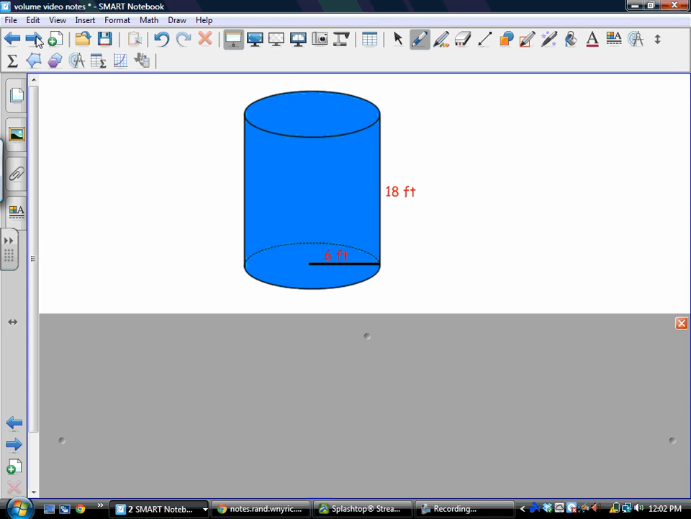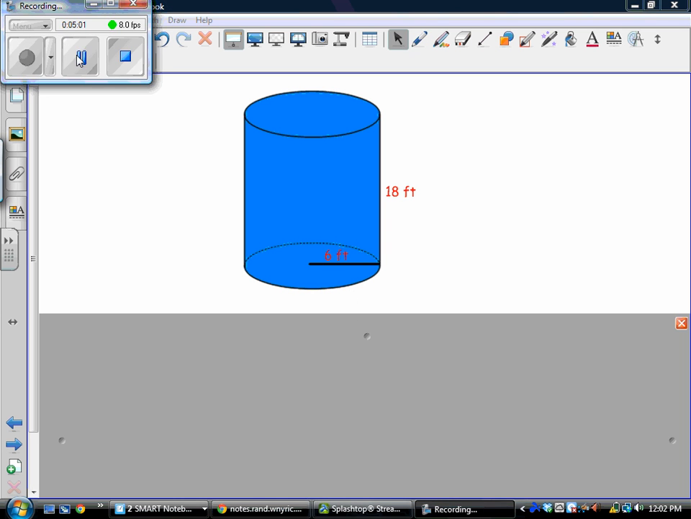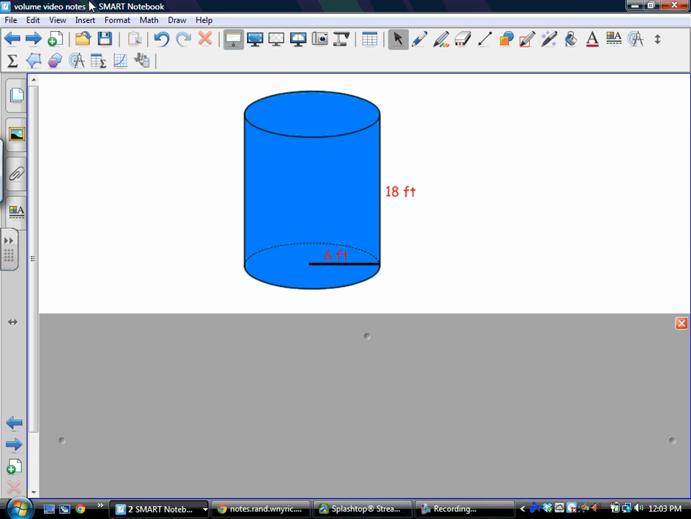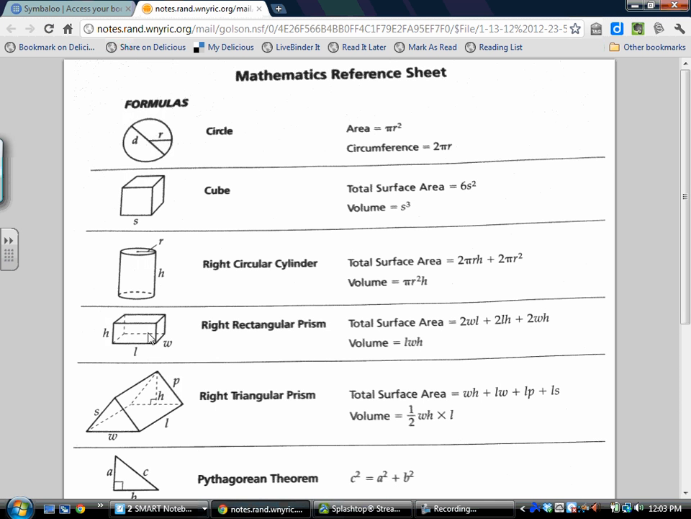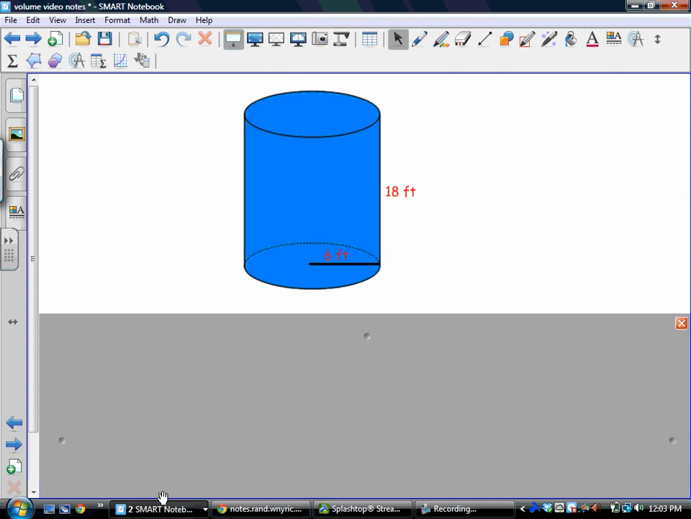Okay, one more. The cylinder. So the cylinder, we look at the reference sheet, we find the cylinder, and the volume formula is pi times r squared times h. So again, it's an easier one, only two dimensions to worry about. We need the radius, and we need the height of the cylinder. So if we go back to our problem, we match it up. Pretty easy to see the radius for us is going to be 6 feet, and the height is going to be 18 feet.